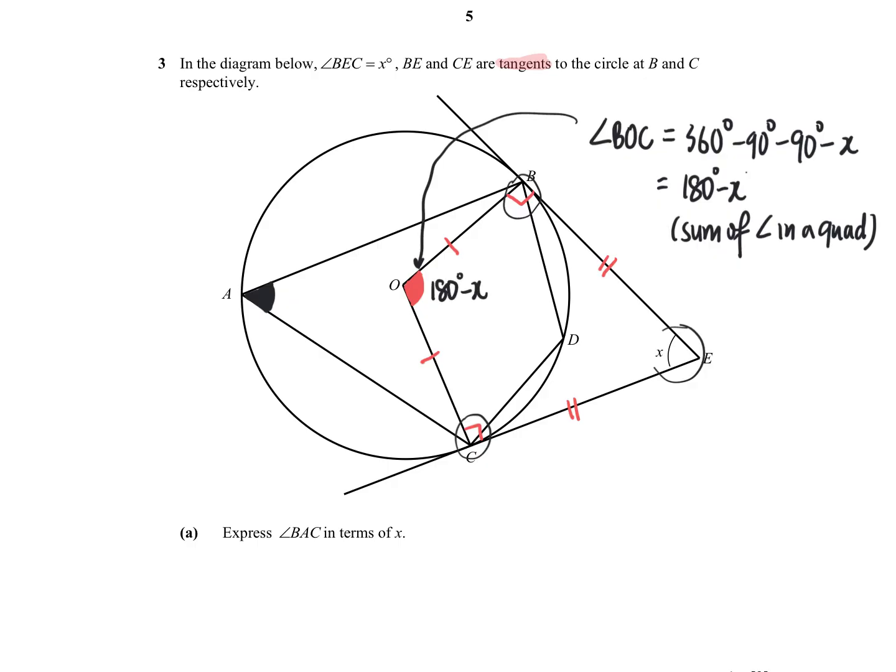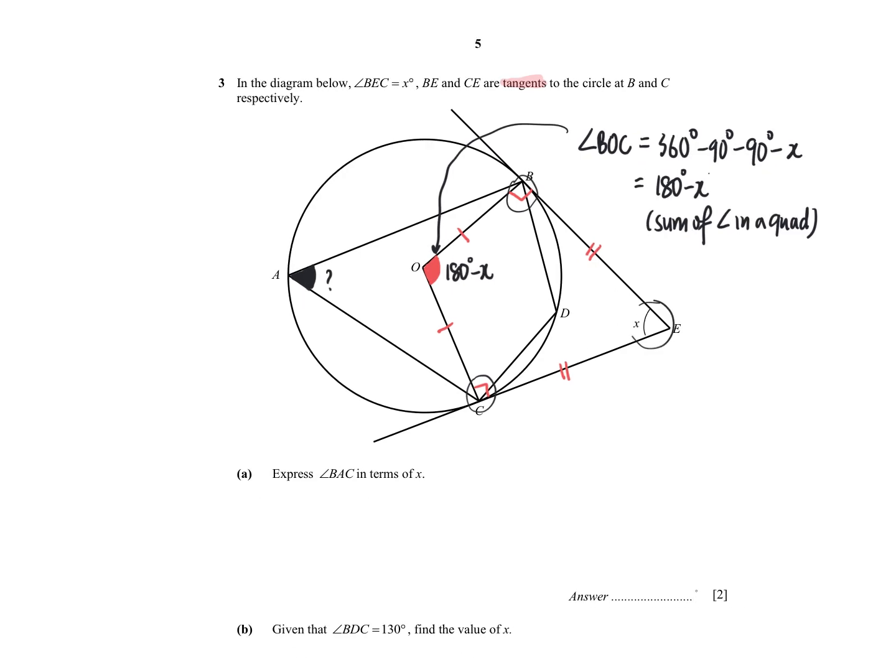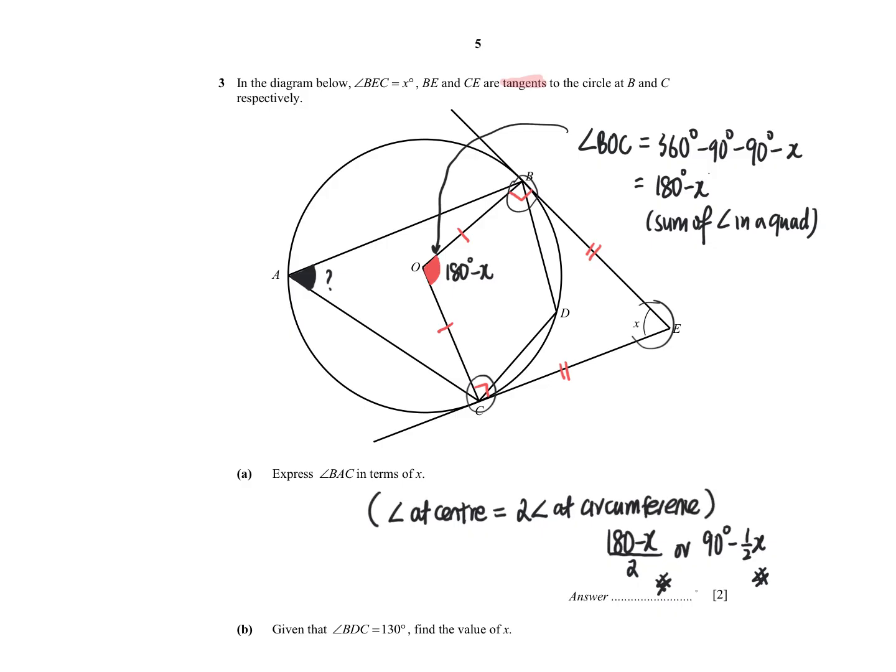So how to find BAC, this one? It is half of 180 minus x. So you can give me 180 minus x divided by 2. Or if you like to simplify, you can give me 90 minus half x. Also can. Both are correct. So what's the reason? It is angle at center equals 2 times angle at circumference. Okay? So this is the reason. If they ask, if they never, it is okay.